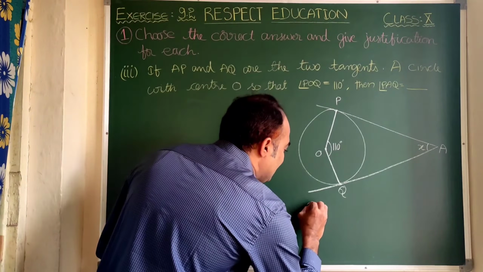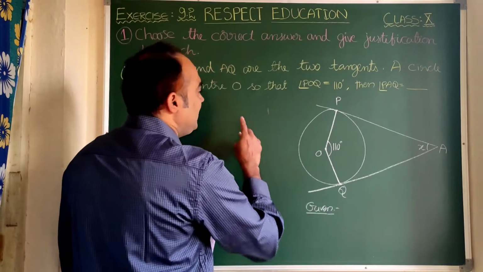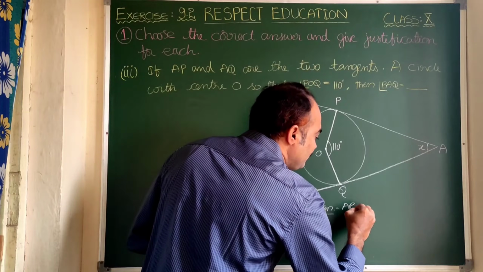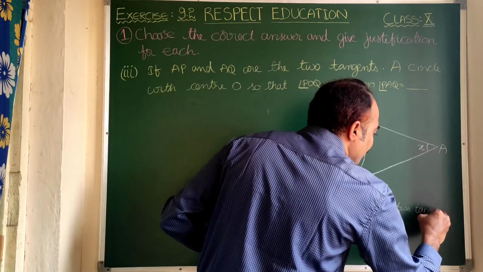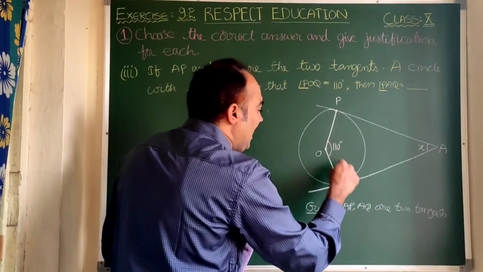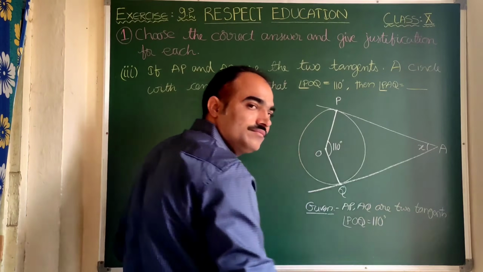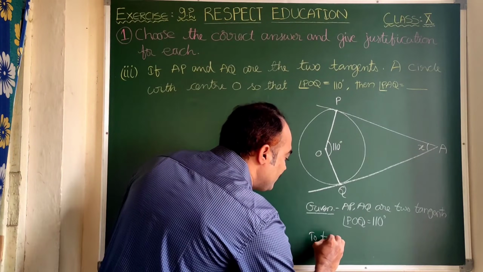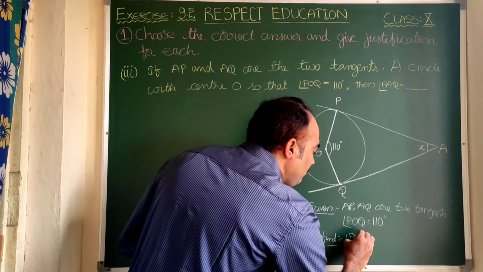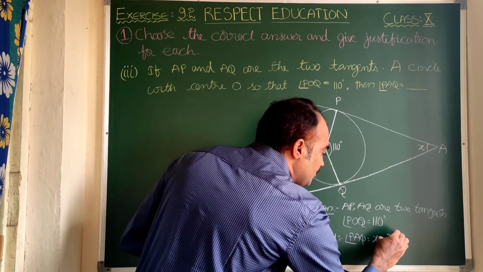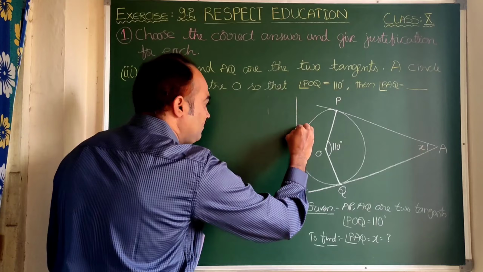So here let us write the given conditions. Here given, AP and AQ are the two tangents, and also given angle POQ is equal to 110 degrees. To find here, what to find? Angle PAQ, that is nothing but x, that is question mark, right?